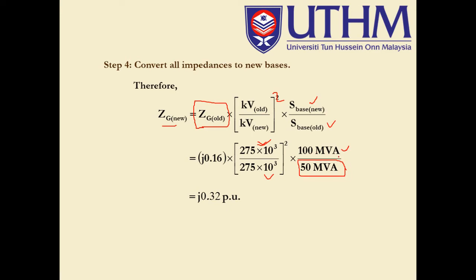So 100 MVA over 60 MVA. If you remember, this is the S base we picked, the S rating for this equipment, for the generator especially. And then complete the calculation. ZG new is giving J0.32 pu.